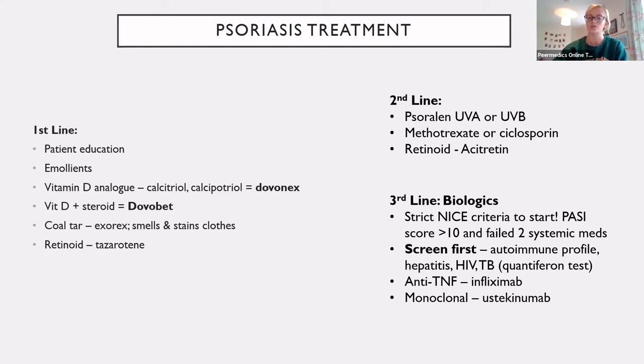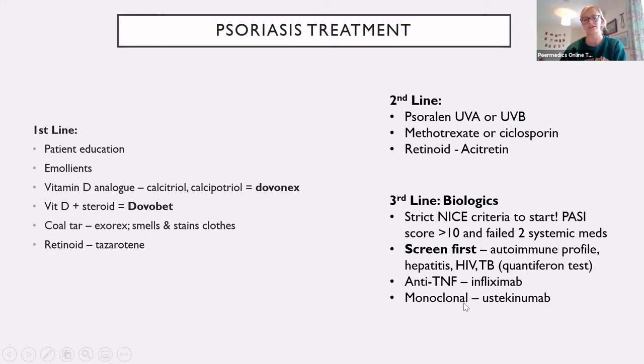Coal tar is often used as well. So you can get coal tar shampoo and things like that. It's quite good for psoriasis of the scalp. But it is really smelly and it stains your clothes. Patients aren't really that keen on it, but it is effective. And then you've got retinoid creams, which you can use too.